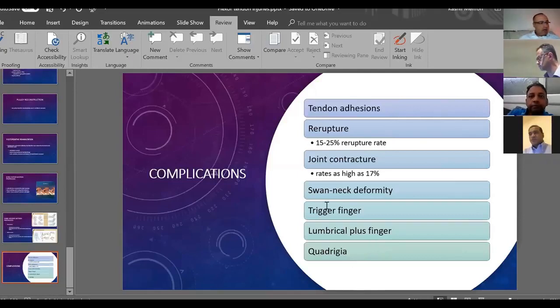Yeah, sure. I have some questions. I think you nicely covered the basic physiology of the tendons, the anatomy, nutrition, and surgical management, all very nicely and concisely in a few minutes.